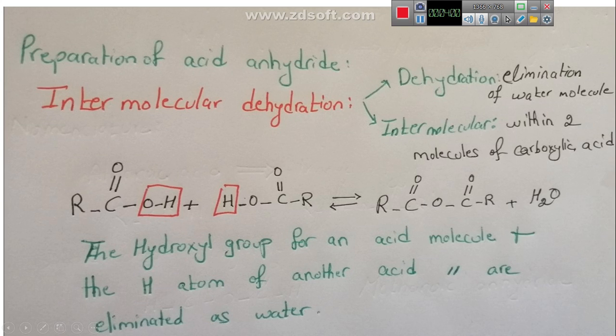OH and H give H2O, and here R-C=O is bonded with O-C=O-R. Then we're going to have here R-C=O, O, C=O-R, which is an anhydride. Then two carboxylic acids react through a reaction called intermolecular dehydration to give what? An acid anhydride and water. Simply the hydroxyl group here and the H here form water, and the remaining compound is attached to the remaining part of the second carboxylic acid.